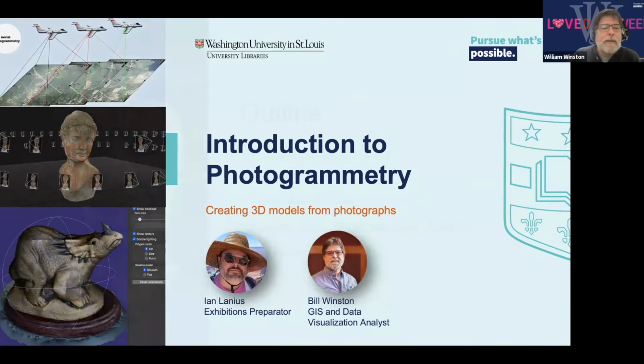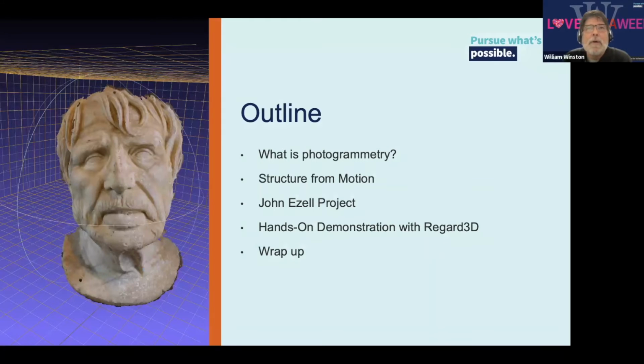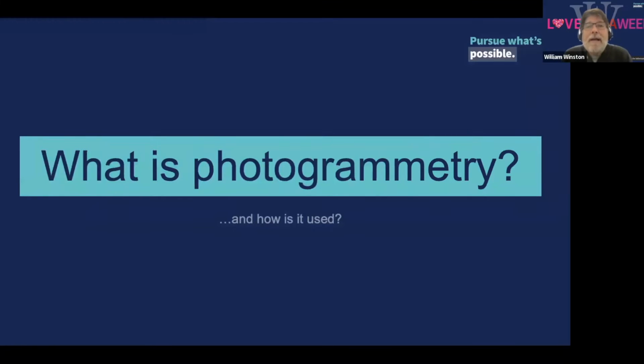So the outline of our talk today, we're going to first discuss what photogrammetry is and a little bit of an example, a couple of examples of applications for that technology. We'll talk about structure from motion, the John Ezell project, which is a project that the libraries are involved in right now using that technology. And then we're going to end with a hands-on demonstration with Regard 3D, as well as a period to wrap it up and allow you to ask questions if you have any. So with that, I'll get started.